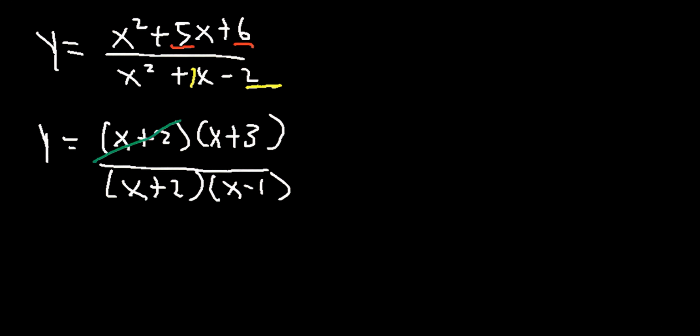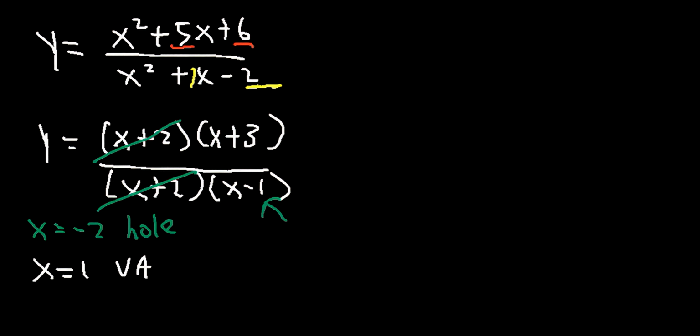Notice that the x plus 2's cancel. So if you set x plus 2 equal to 0, x equals negative 2 is a hole. The vertical asymptote is based on this one, because the x minus 1 couldn't be canceled. So x equals 1 is the vertical asymptote. Now you might be wondering, what is the horizontal asymptote?